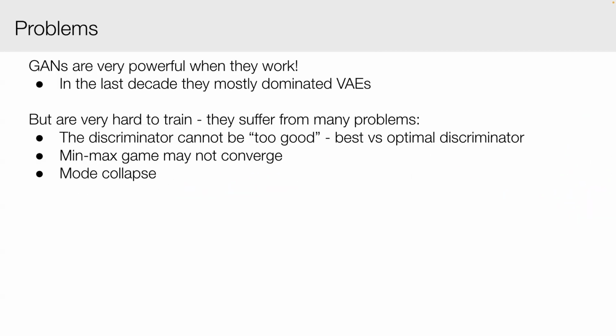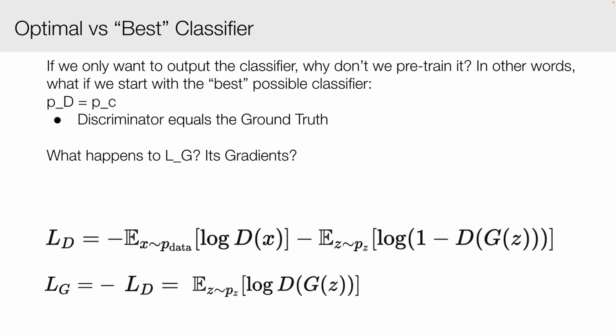And then the most famous problem that GANs have is something called mode collapse. Okay, so first, what do I mean? The difference between the optimal and the best possible classifier. The best possible classifier is one that has perfectly fit the ground truth, right? So no matter how realistic your generated images look, it'll always be able to tell the difference. Let's say the generator is perfect, only outputting 0s and 1s in the right places. Anyone have any guesses what happens to the loss of G, the loss of the generator, and more importantly, what happens to its gradients?